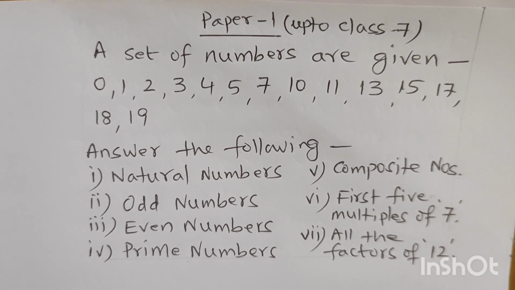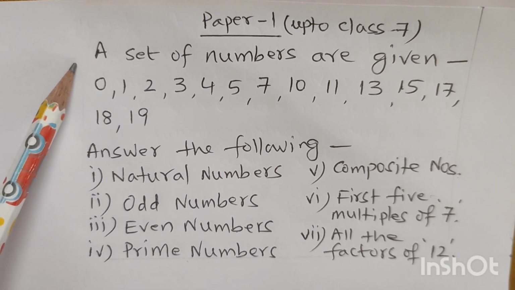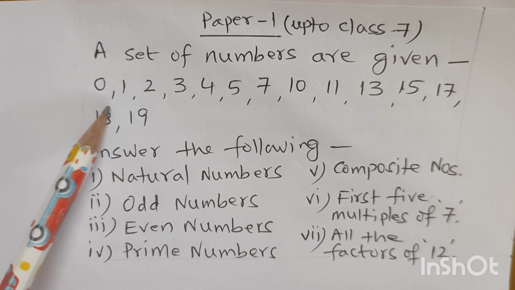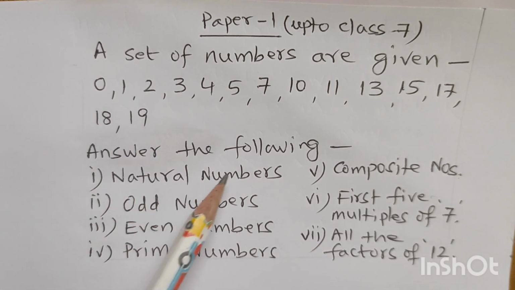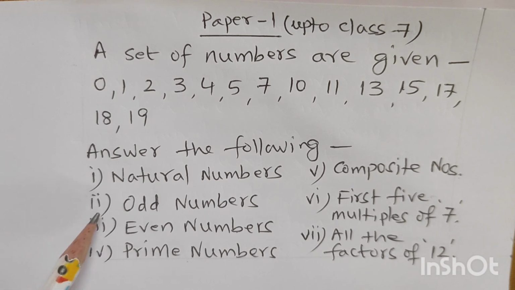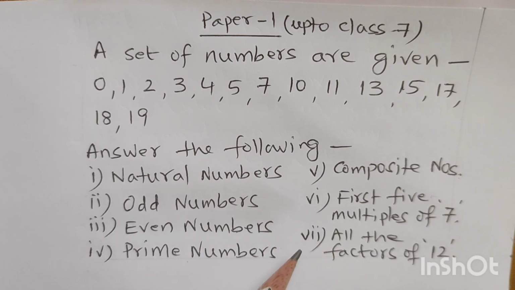This is paper 1. A set of numbers are given here. You can see here, a lot of numbers are given. The children have to answer the following: natural numbers, odd numbers, even numbers, prime numbers, composite numbers, first 5 multiples of 7 and all the factors of 12.